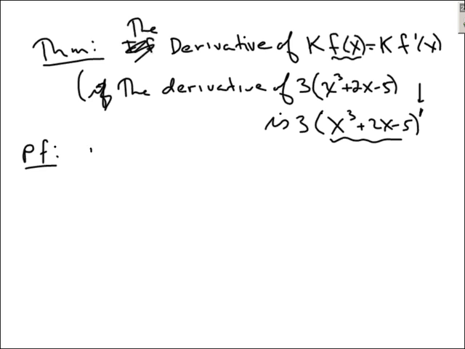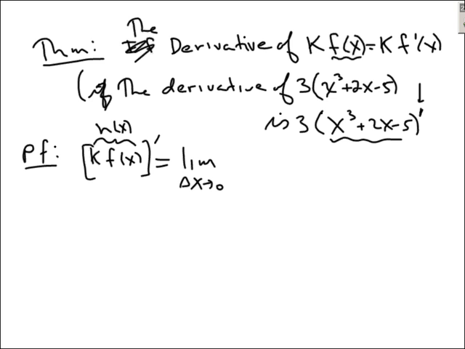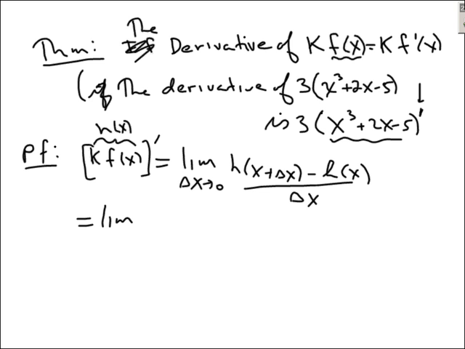Okay, so the derivative of this, the way to say derivative is prime. Well, this is equal to the limit as delta x goes to 0. I mean, we could call that whole thing h of x. So then we have h of x plus delta x minus h of x all over delta x. And this is equal to the limit as delta x goes to 0.